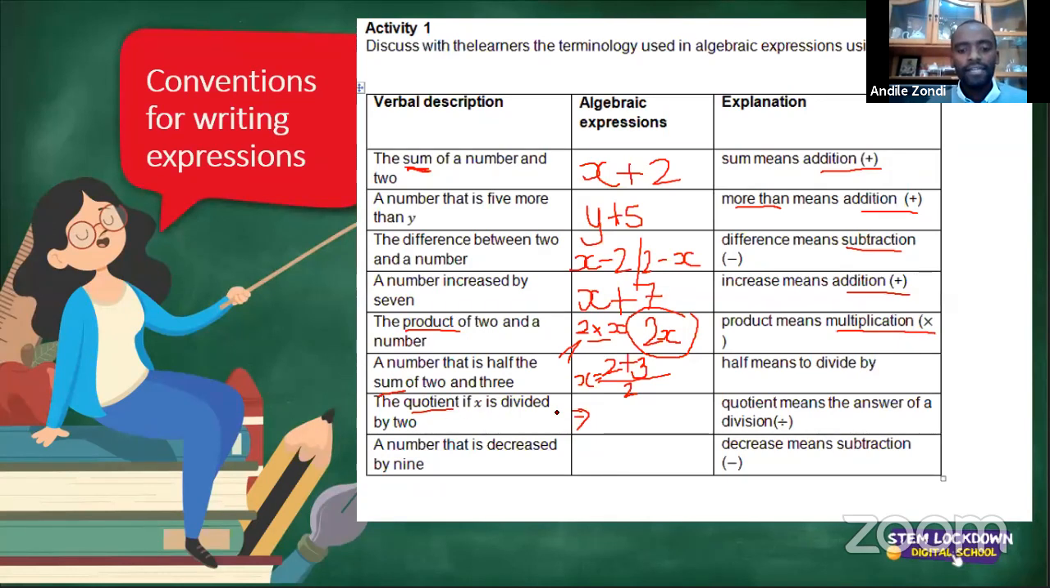Okay, a quotient of X divided by 2, right? And lastly, a number that is decreased by 9. A number that is decreased by 9, right?